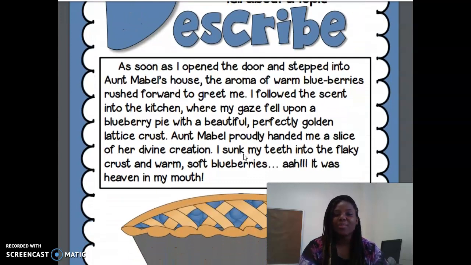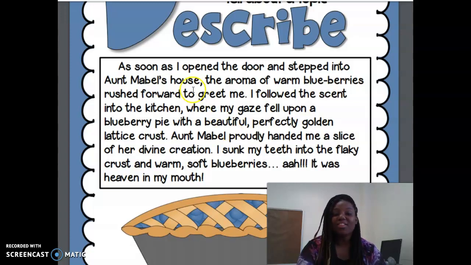As soon as I opened the door and stepped into Aunt Mabel's house, the aroma of warm blueberries rushed forward to meet me. I followed the scent into the kitchen, where my gaze fell upon a blueberry pie with a beautiful, perfectly golden lattice crust. Aunt Mabel proudly handed me a slice of her divine creation. I sunk my teeth into the flaky crust and warm, soft blueberries. Ah, it was heaven in my mouth.